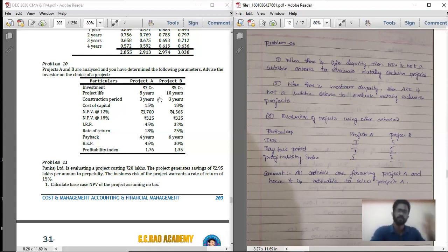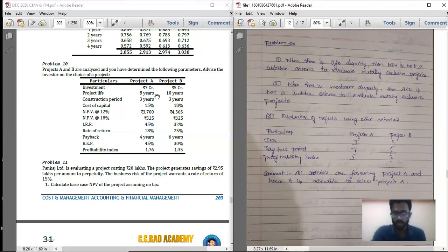Just remember this. When there are two different projects with two different project lives, then you cannot compare those projects using the NPV method. That is one point you should remember. Why you can't compare is that you are converting all the cash flows into present cash flows, whether it is outflow or inflow.